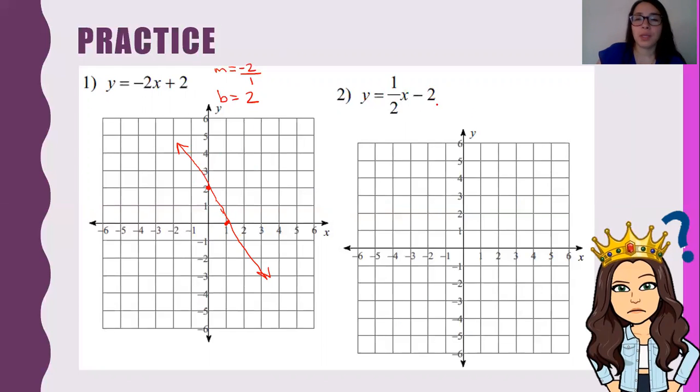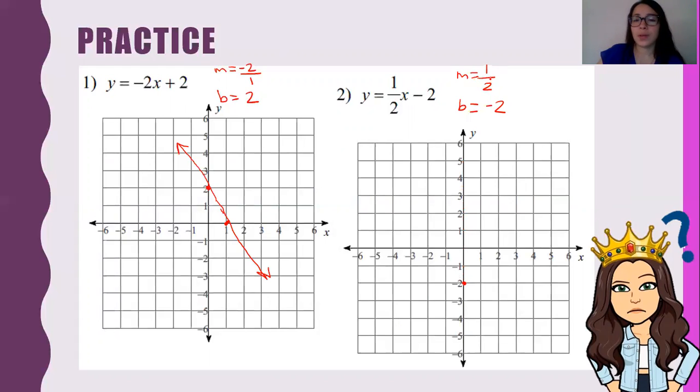So now we do the same thing for question number 2. We identify our slope. Remember, slope is in this place right here. So that's 1 over 2. We identify our y-intercept. So we look at this, including the sign, it would be negative 2. So then I take my y-intercept and I look for negative 2.